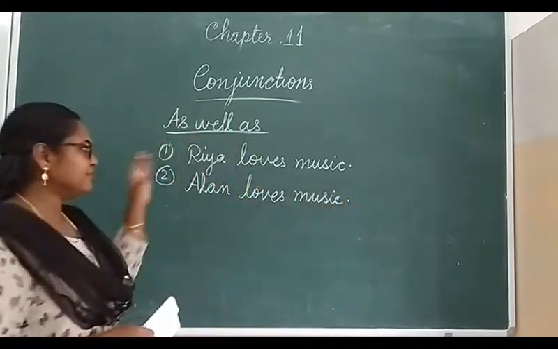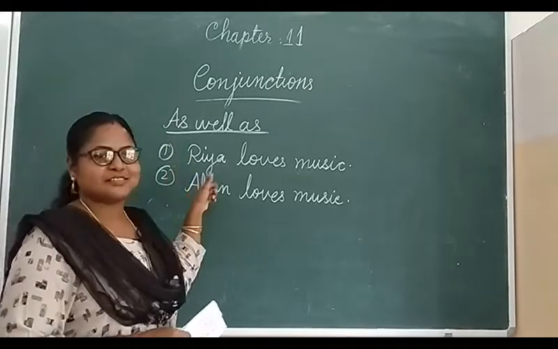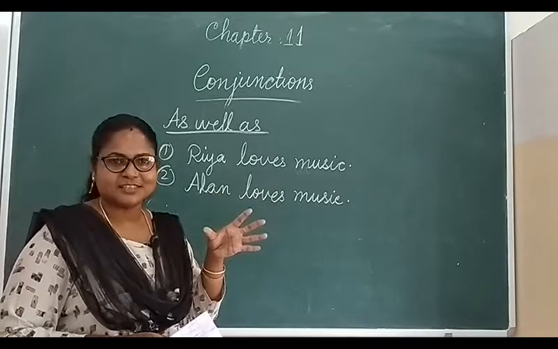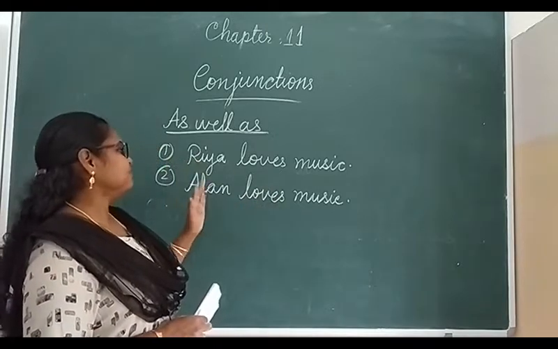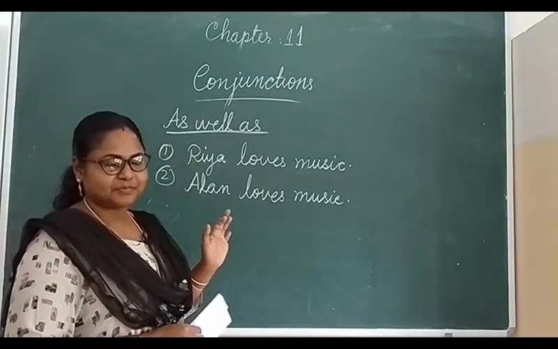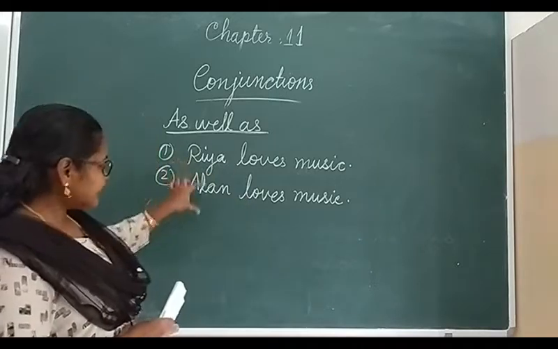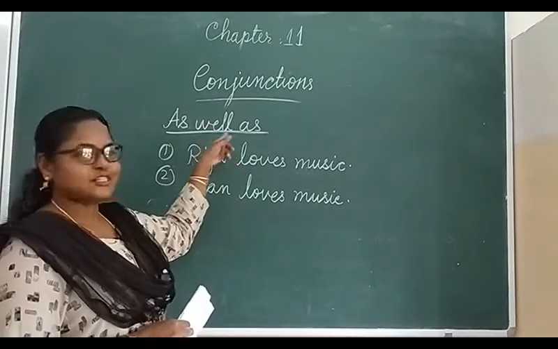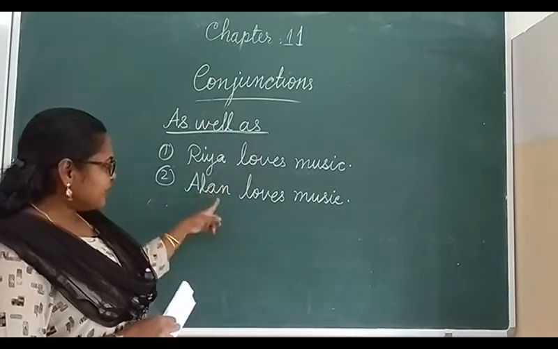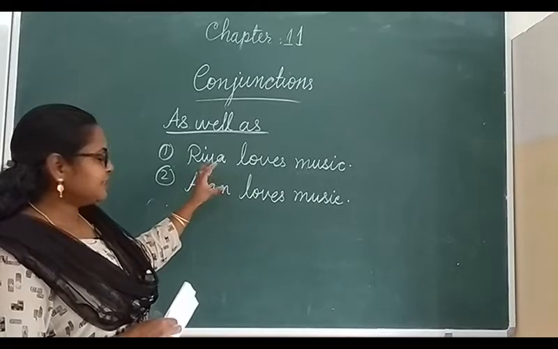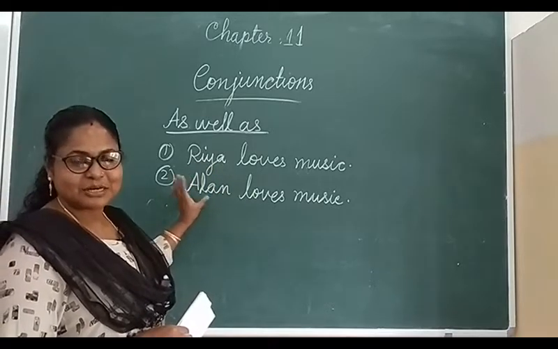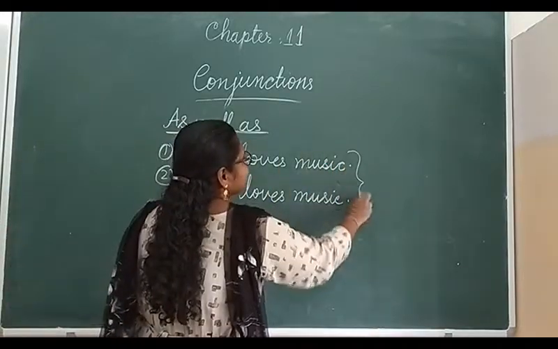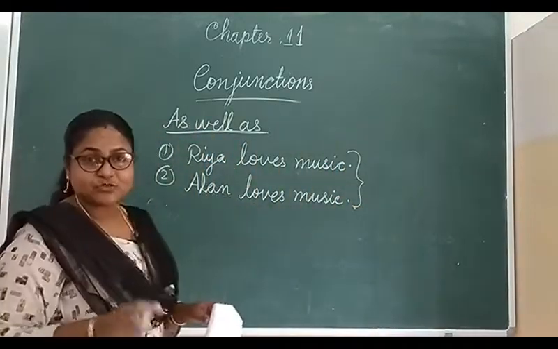Here we can see the difference is there between two persons. Two persons are here but the same act and they love the same thing. Riya and Alan, two persons, do the same thing. In such kinds of acts we use this conjunction "as well as." There is a similarity between these two but the names are different. So we join these two sentences together using this conjunction.